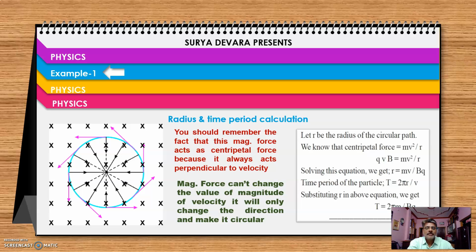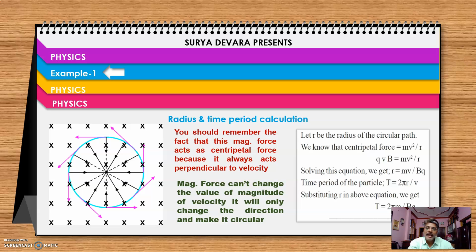Now coming to the radius and time period calculation for a particle which is moving in the magnetic field, you should remember that the magnetic force always acts perpendicular to the velocity. That means it always acts as a centripetal force, and the magnetic force cannot change the magnitude of the velocity. It will only change the direction and make it into a circular motion.